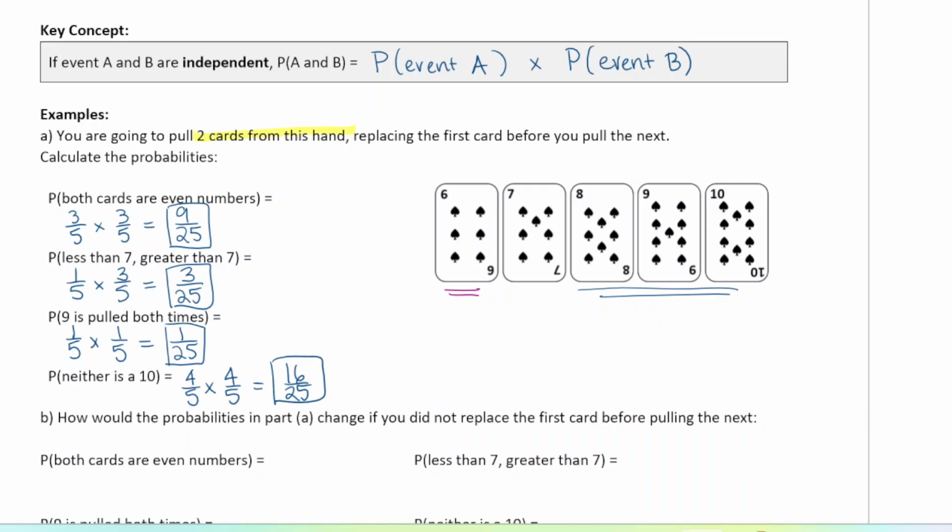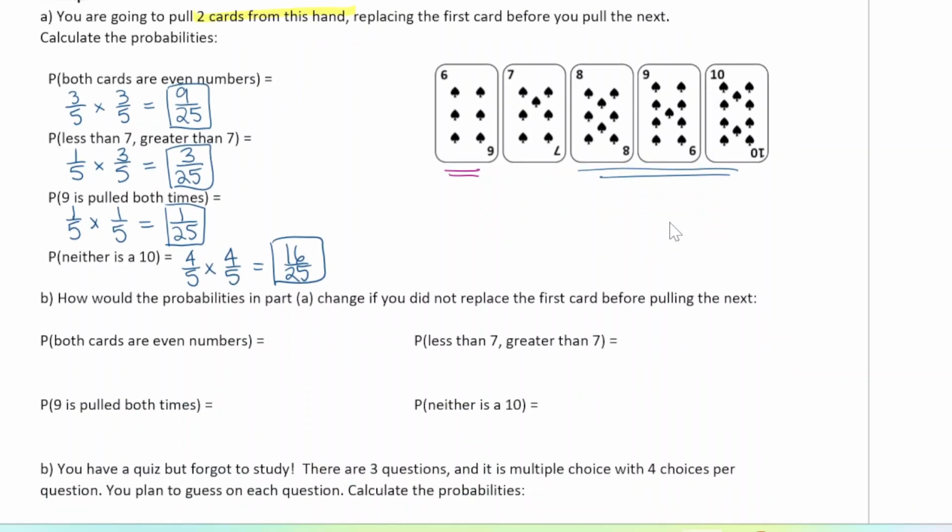Okay, now for part B. The question is a little bit different and a little bit trickier. It says, how would the probabilities in part A change if you did not replace the first card before pulling the next? Let's see. Probability that both cards are even numbers. So the chance that the first card is going to be an even number is 3 out of 5. Let's say I choose 6, for example. I'm going to take one of the even cards out, and I do not replace it this time.